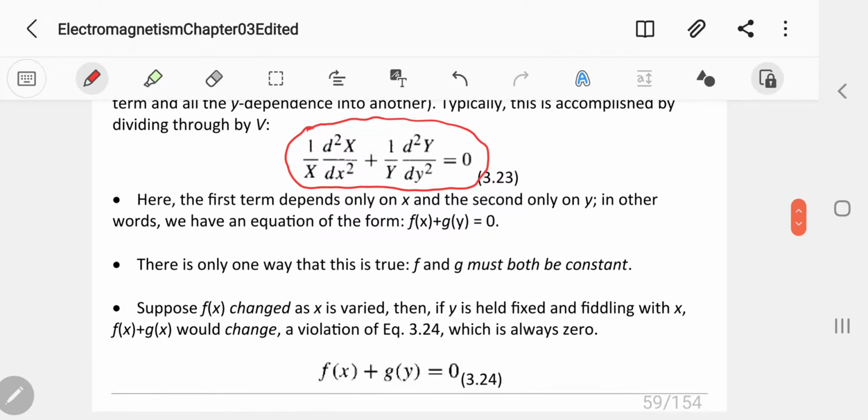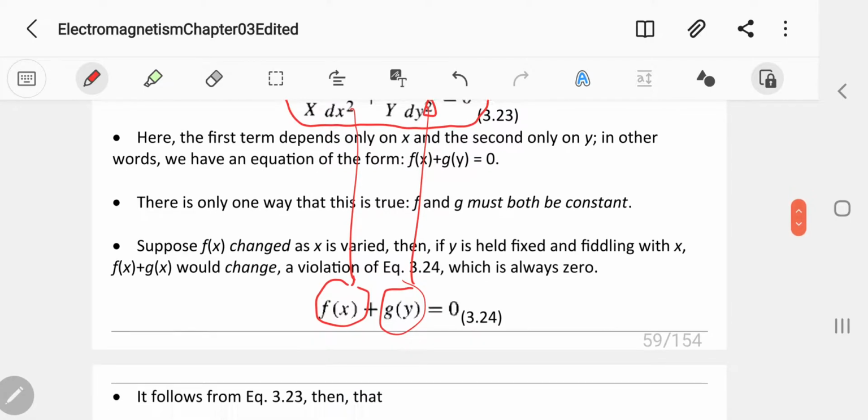Now we have a function of x only and a function of y only. If these are two functions of different variables and they add up to 0, then by some theory in calculus, you can only say that this function is equal to a constant and the other one is also equal to a constant. And of course, they should be equal in magnitude but opposite in sign to sum up to 0.